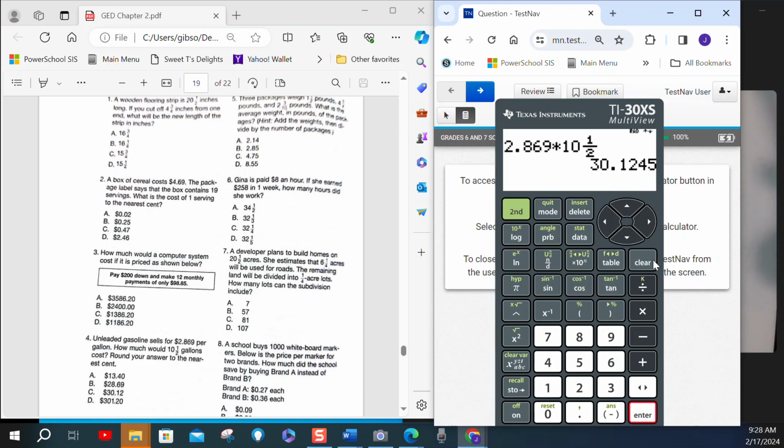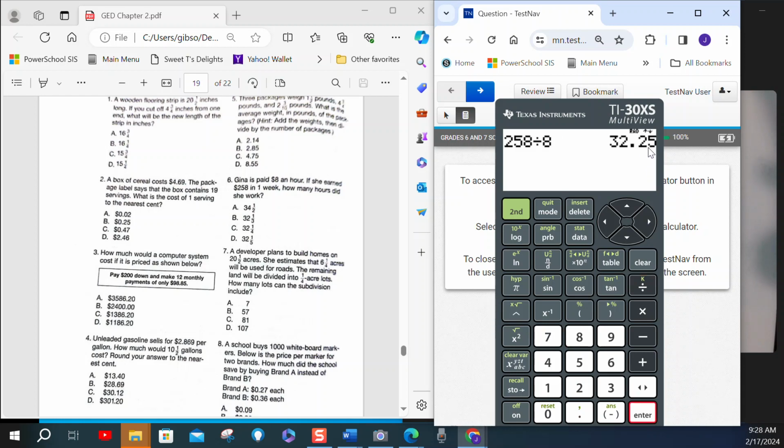Okay, now we go to number 6 because we did number 5 already. Number 6, Gina is paid $8 an hour. If she earns $258 in 1 week, how many hours did she work? So we'll take 258. We know this is division, divided by 8, and press enter.